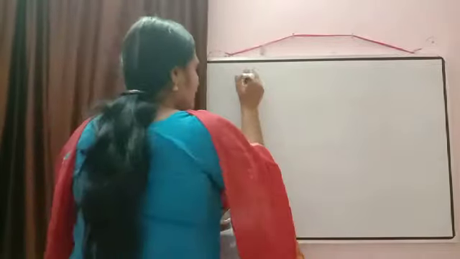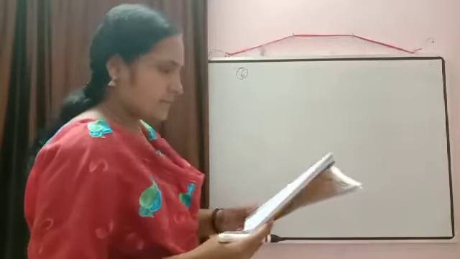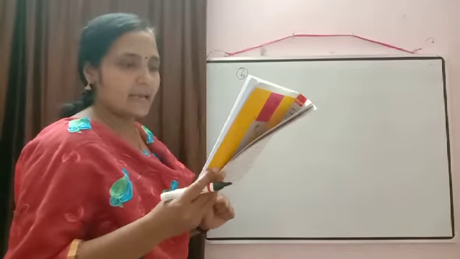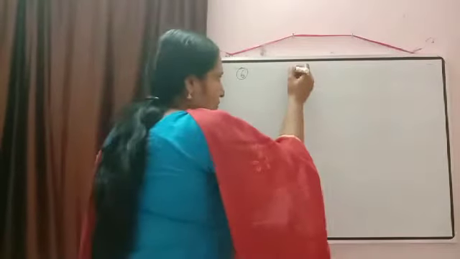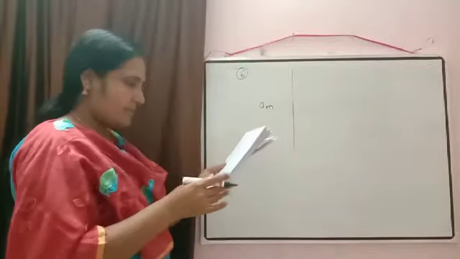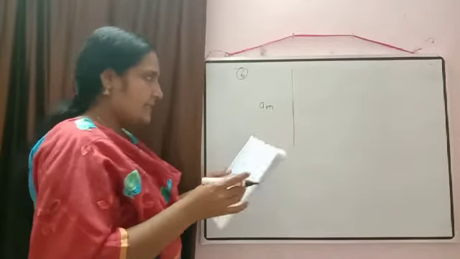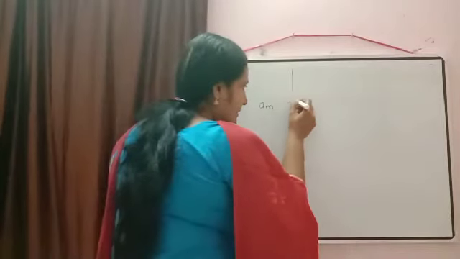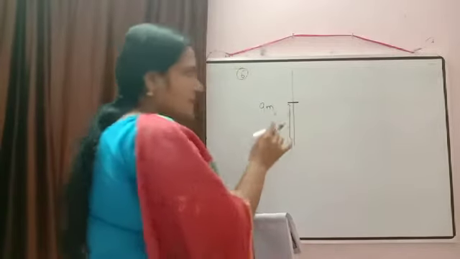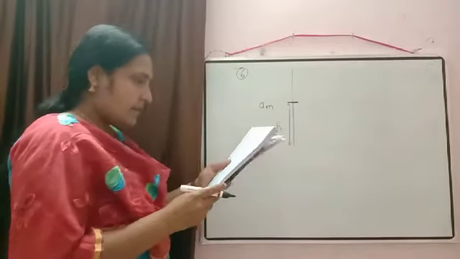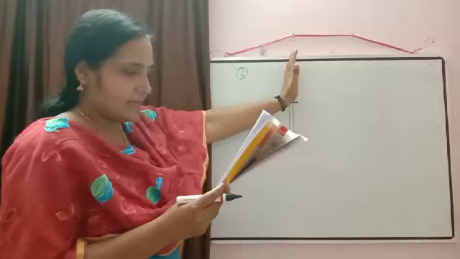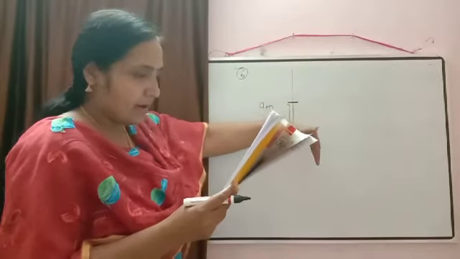Now check the next question. Question number 6. It is given a vertical post 9 meter high is broken at a certain point. So a vertical post is given whose total length is 9 meters. It is broken at a certain height. Suppose at this height it is broken, so this height I am taking as h. It is broken at this height and its upper part, not completely separated, meets the ground at an angle of 30 degrees.